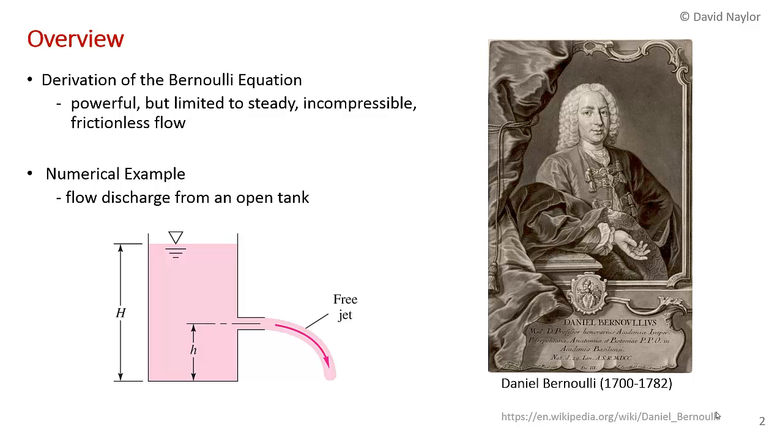So we're going to derive Bernoulli's equation, talk about its limitations, and then I'm going to do a simple numerical example, which is flow discharging from an open tank. That's probably the simplest example, just to talk about how you use Bernoulli's equation. And then I'm going to do a few more videos that talk about some of the more interesting and practical applications of Bernoulli equation. It's particularly important for flow rate measurement, for making flow measurements.